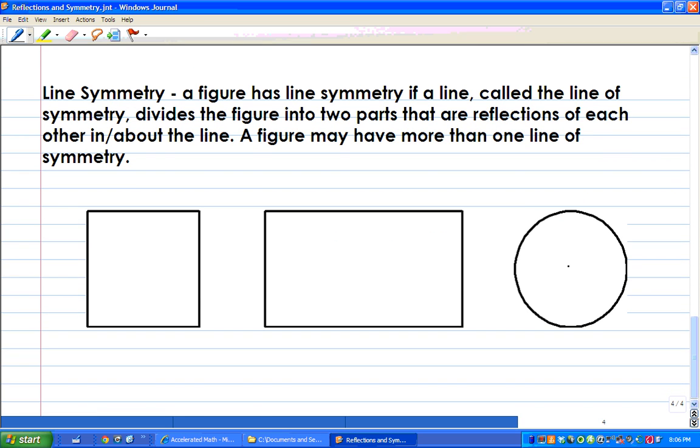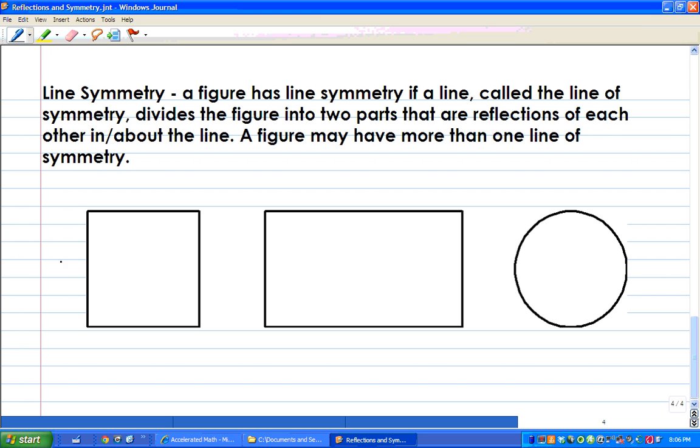Line symmetry: a figure has line symmetry if a line, called the line of symmetry, divides the figure into two parts that are reflections of each other in or about the line. A figure may have more than one line of symmetry. Try and figure out how many lines of symmetry these three shapes have.